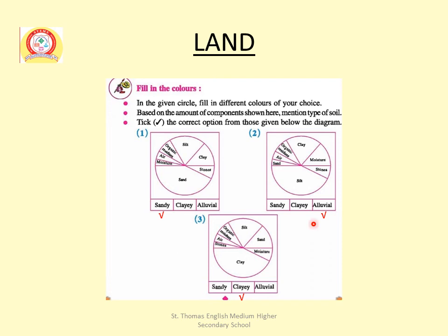And here the amount of component is alluvial, so it is alluvial soil. And here it is clay. Clay is there, based on the amount of component, that is clay. So that's why it is clay. And here that is silt, so that's why it is alluvial soil. Okay, clear?